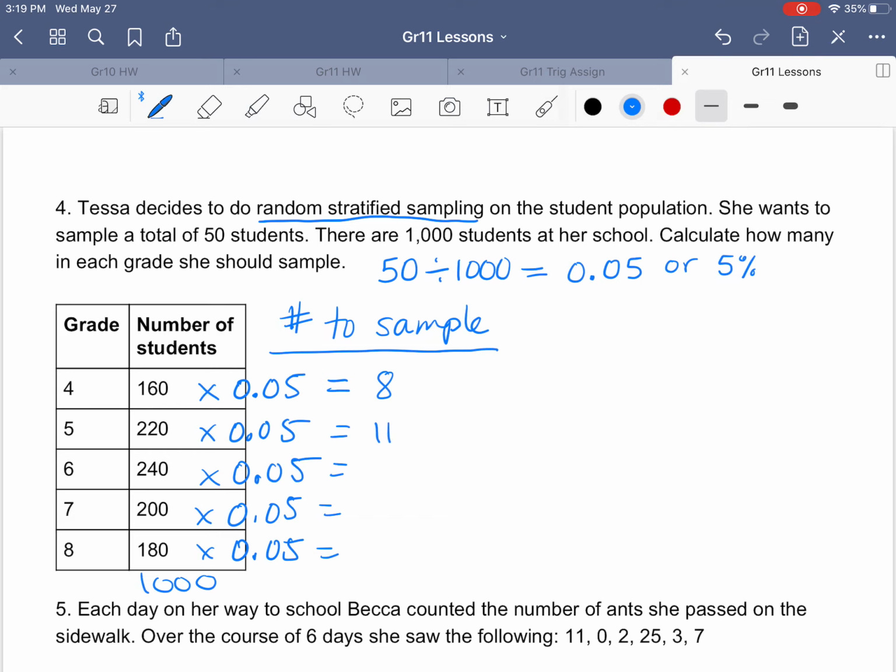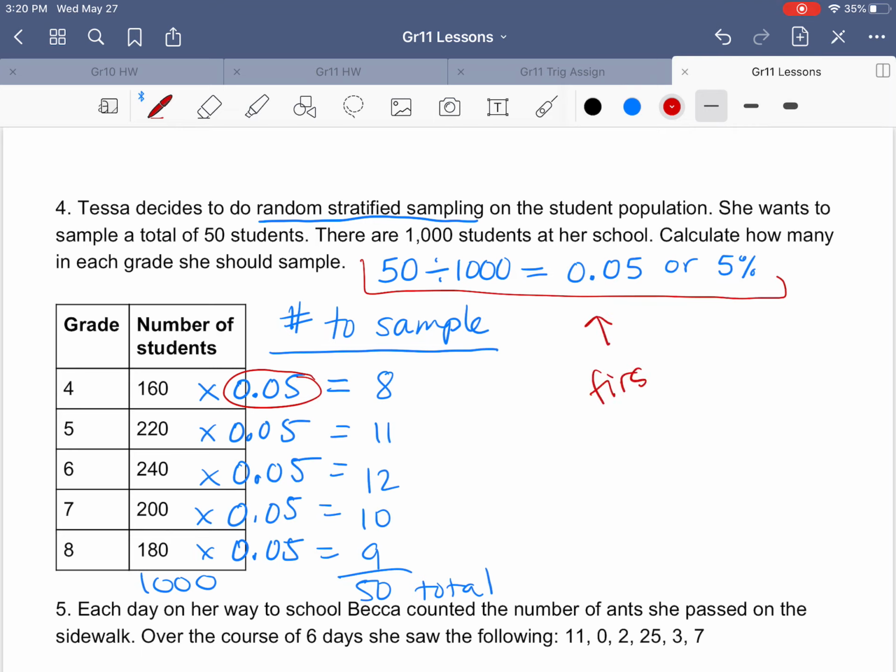Okay, and so we find 11 from grade 5, 12 from grade 6, 10 from grade 7, and 9 from grade 8. And you can always do a check and add them all up, and here we get 50 in total. So the first step that you have to do here in order to get that 0.05 is you need to first calculate the proportion of the student population.